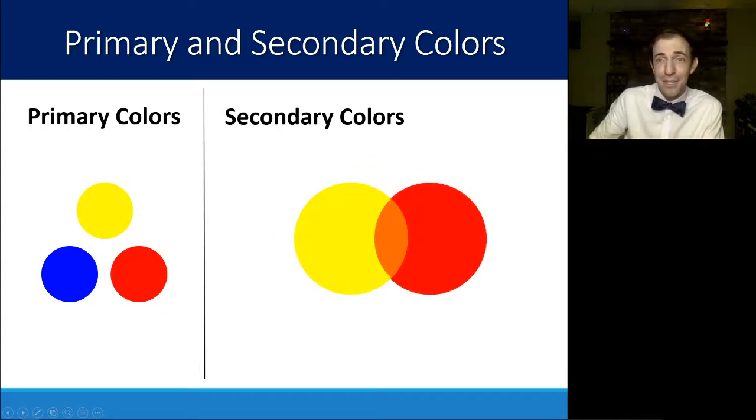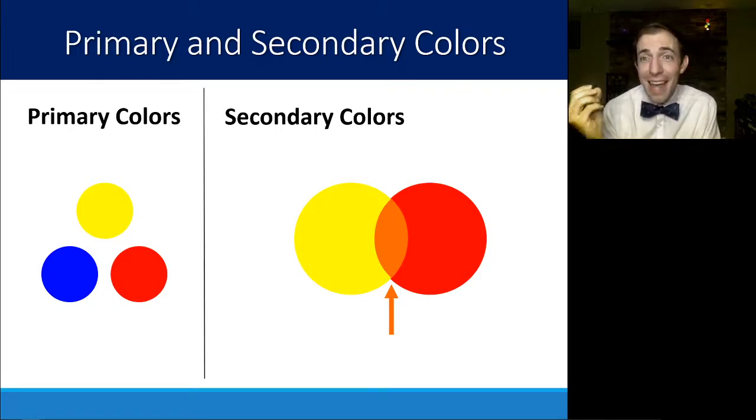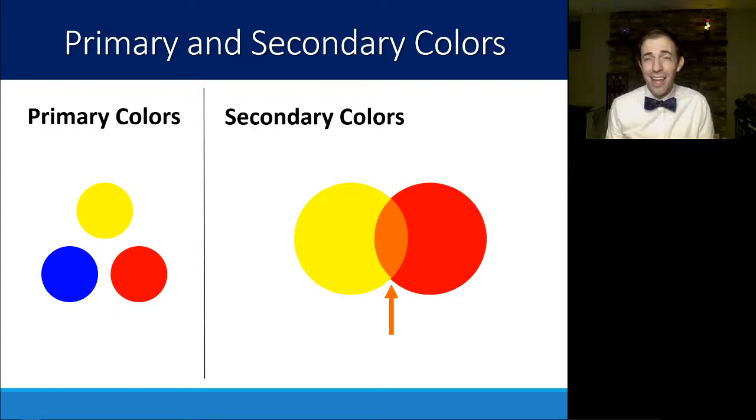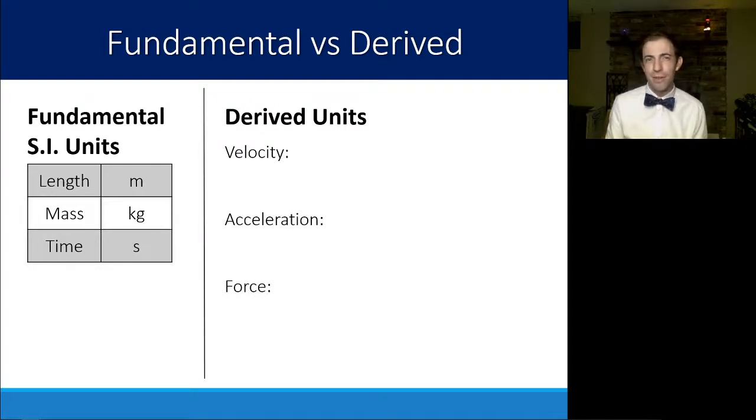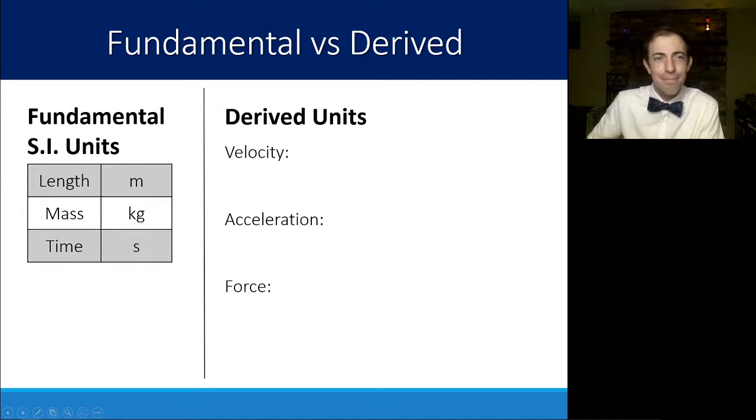So a secondary color, for example, would be like orange, mixing red and yellow together to make a new color. Now, you can create any color by mixing and matching these different primary colors together. And that is going to lead us to where these other units come from. These fundamental SI units, that list of 7, it isn't all of them, but think of them as the primary colors of units. So, for example, 3 of those fundamental units are length, mass, and time. So meters, kilograms, and seconds. We can use those and mix them together in different ways to create new units.